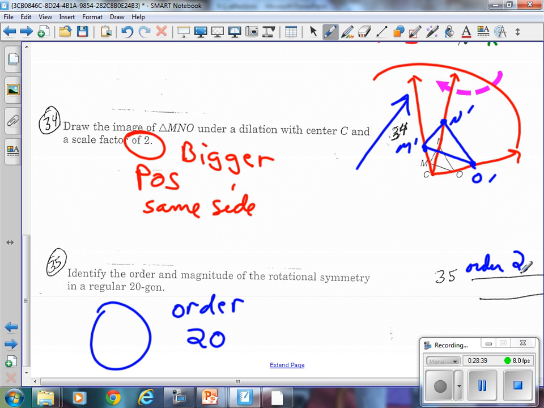Order is 20. And then to find the magnitude, all we do is take 360 divided by 20. Zeros cancel out. If you're dividing there, 2 will go into 36 18 times, remember that's a degree. So the magnitude is 18 degrees. And what that means is each time you turn it so it looks exactly the same, it moves 18 degrees.